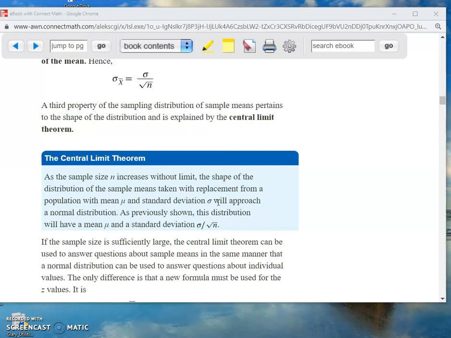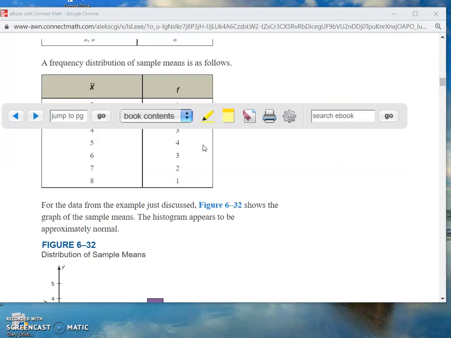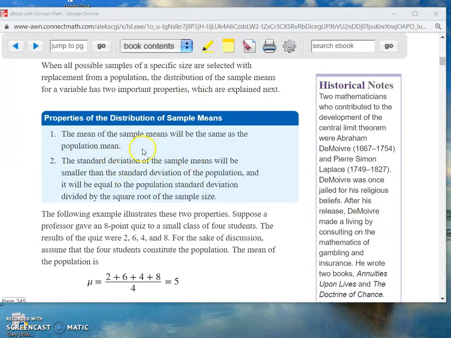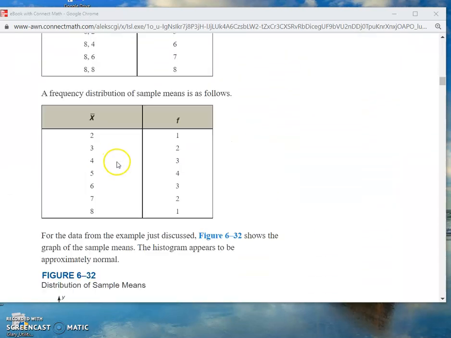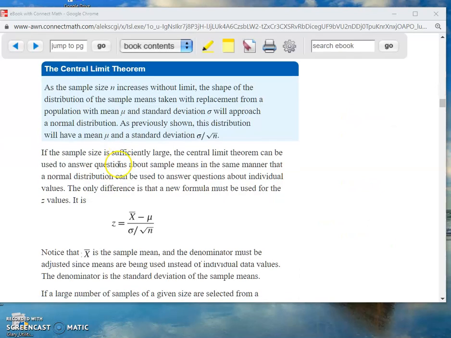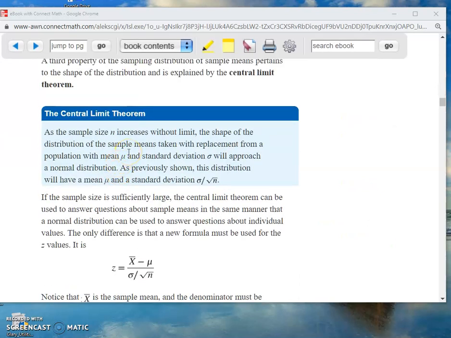The central limit theorem is the third property of this sampling distribution of the x-bars. It talks about the shape of the distribution. What does it look like? Before, we had a couple of properties up here in this blue box. We learned about what the mean was, and we talked about what the standard deviation is, but we did not talk about the shape. So here we go. Here's the shape.